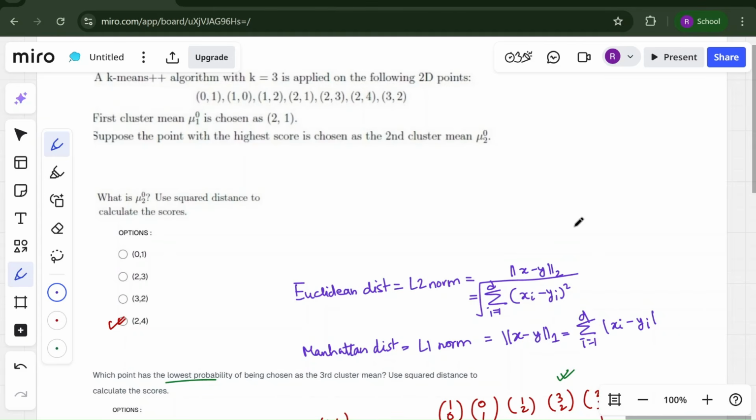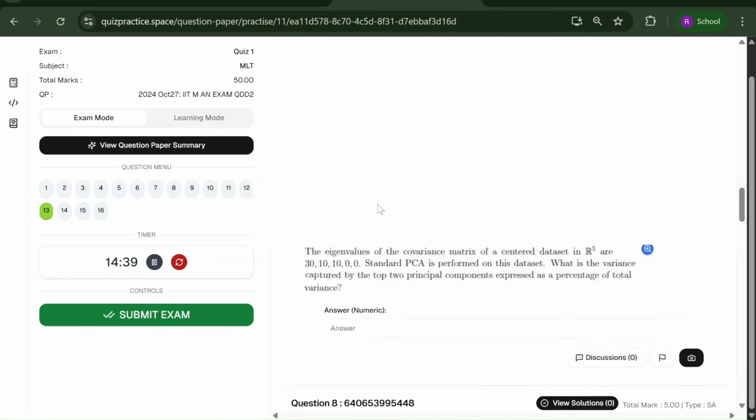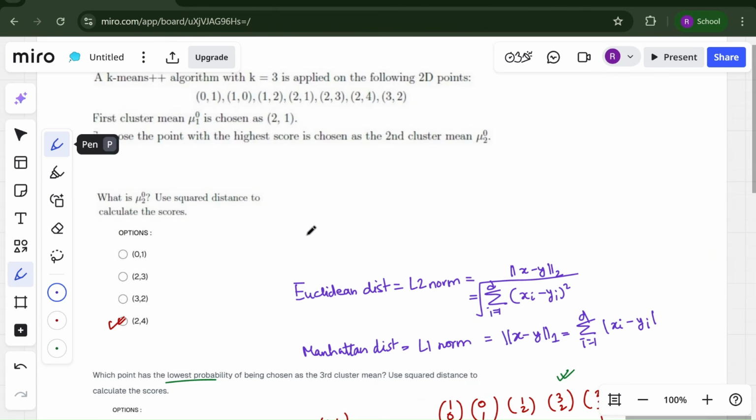Sir, can you send the link for the... Pardon? Just the question papers. Actually, I am taking it from this website called quizpractice.space. I took screenshots from this website and pasted them there. That is what I did. Okay. Yeah.